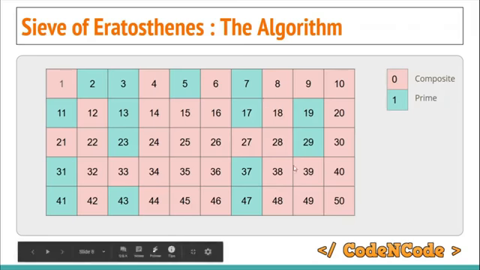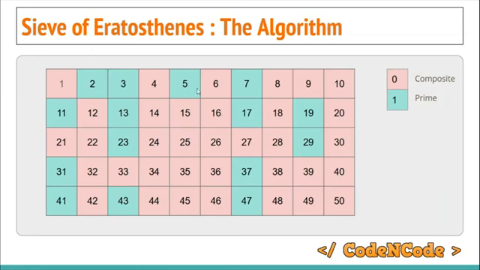So all the remaining elements which are marked prime are actually prime numbers. So 2, 3, 5, 7, 11, 13, 17 and so on, these are all prime numbers. So we have to run a loop from 1 to the square root of n, that is the square root of 50. The square root of 50 would be 7 point something, so we have to run the loop till 7 only.